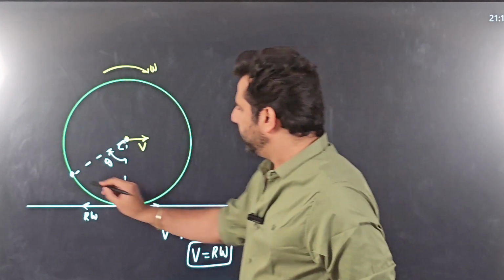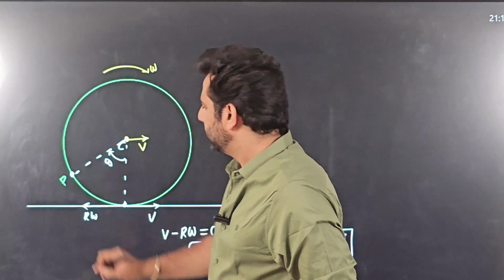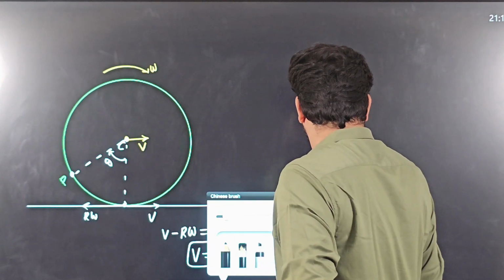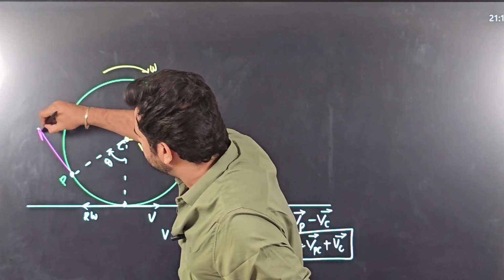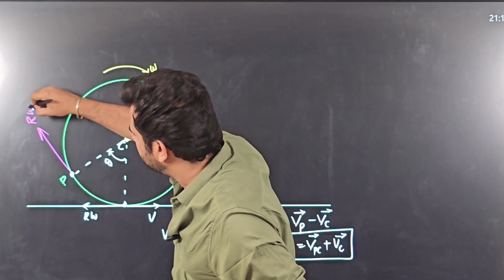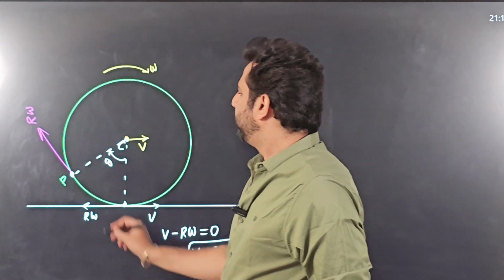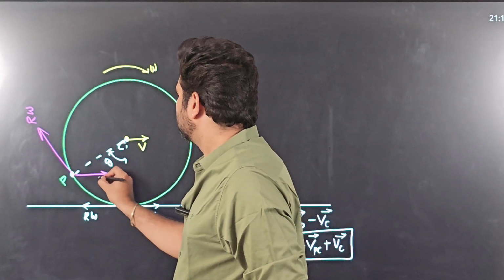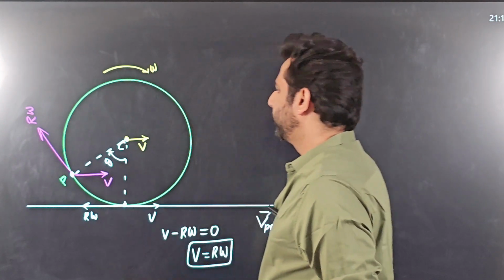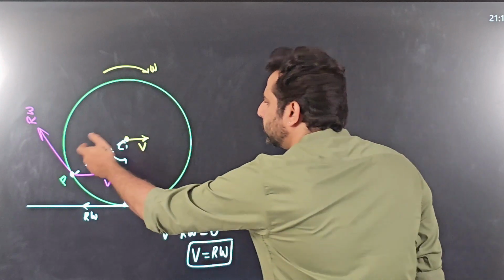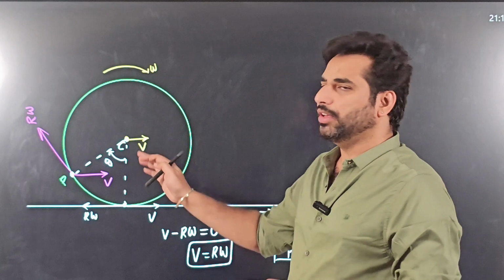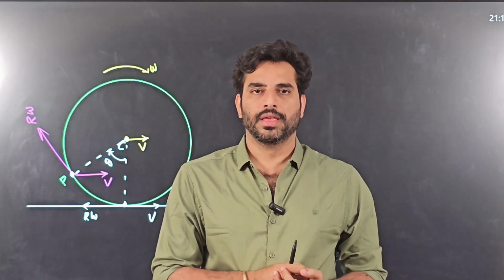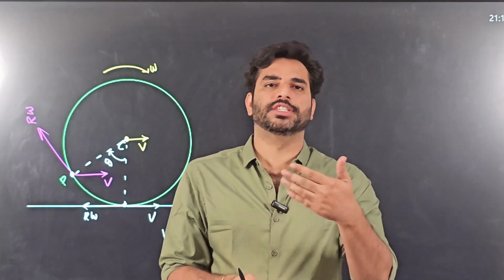Anyhow, the point P is here after some time t, and the velocity of that point P is the velocity with respect to the center, that is r omega, where r is the radius of the rolling body, plus the velocity of the center, that is v. The resultant of these two velocity components is the velocity of the point P, and the magnitude of that velocity is the speed.